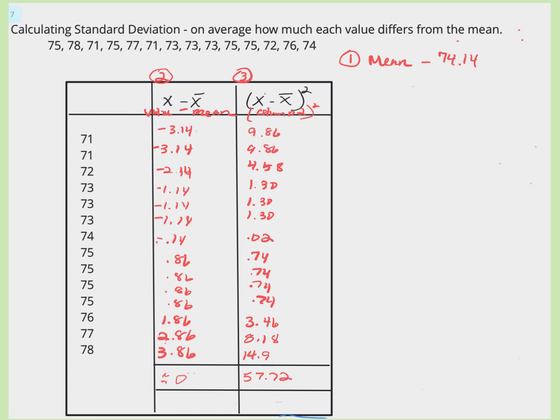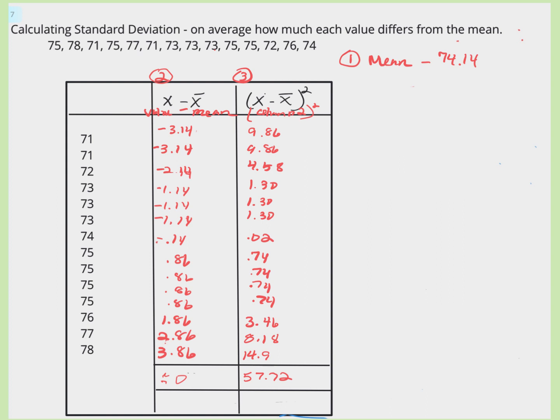Okay, so after you went ahead and squared every value in the second column, you should have a column similar to my column 3. And now when I add up those values, because they're all positive, I'm going to get a sum of 57.72. So we're not done yet, but we found our total of our squared deviations.